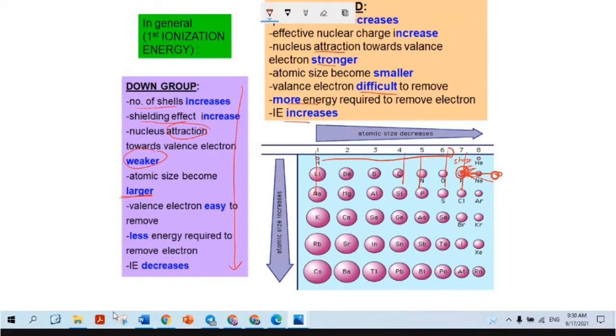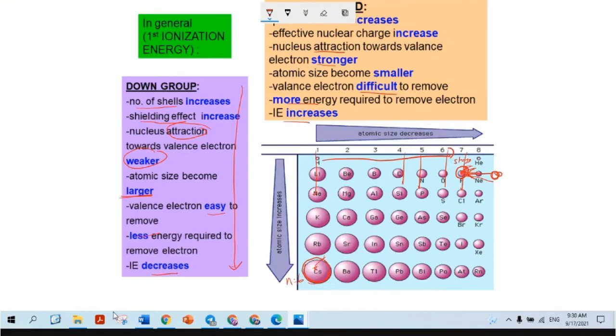So if I want to remove the valence electron, when n equals 2, 3, 4, 5, 6, when n equals 6, the nucleus attraction to the valence electron is further away. Attraction is weaker, so it is easy to remove. Easy to remove means less energy is required to remove the electron, so IE decreases when going down the group. Clear? Any questions?